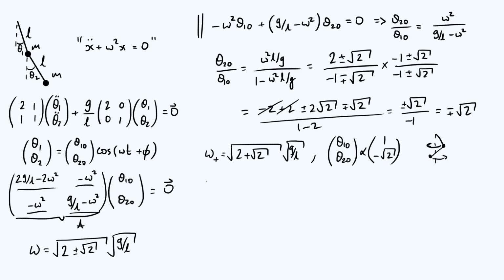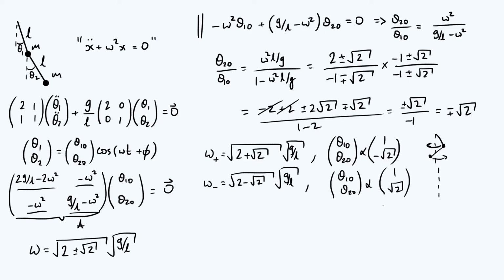Okay, now the other solution, I'm going to call this one omega minus. That's the square root of 2 minus root 2 times root of g over L. The vector corresponding to that motion, theta 10, theta 20, is proportional to just 1 and then positive root 2 this time. So what this corresponds to is, because the 1 and the root 2 are both positive, if the top mass moves some distance to the right, then the lower mass actually moves a little bit further to the right. At a particular instant, they'll both be moving in the same direction, so they might be moving back towards equilibrium. Okay, so these are called the normal modes.